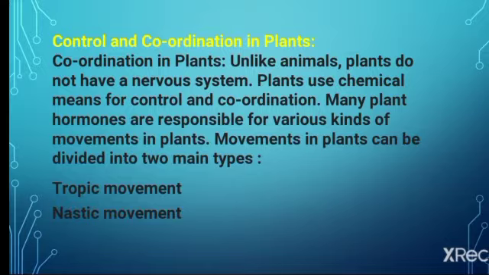Let us start control and coordination in plants. Unlike animals, plants do not have a nervous system. Plants use chemical means for control and coordination. Many plant hormones are responsible for various kinds of movements in plants. Movements in plants can be divided into two main types: tropic movement and nastic movement. Tropic movement is a directional movement and nastic movement is a non-directional movement.